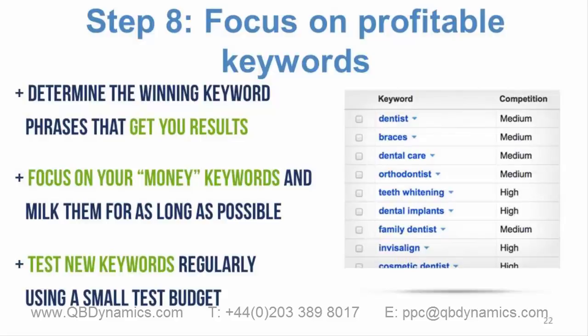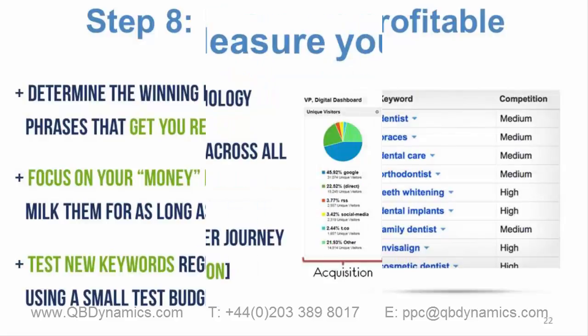Maybe 10% of your budget, where you're testing new keywords all the time because language changes. People use different phrases based on things they hear in the media, changes in your industry, or changes in products or services and things like that. You just want to make sure that you're looking for new keywords and updating your keywords on a regular basis with a little test budget. That way, you're keeping up with the changes that are happening.